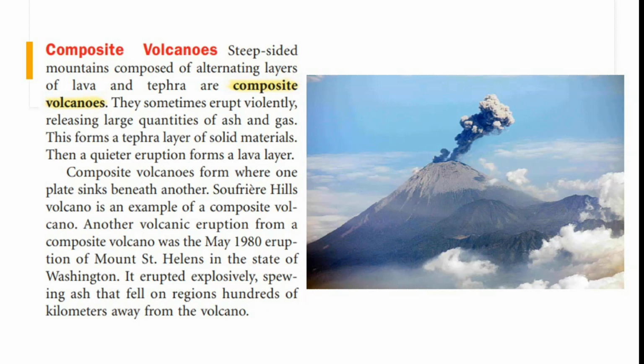Another volcanic eruption from a composite volcano was the May 1980 eruption of Mount St. Helens in the state of Washington. It erupted explosively, spewing ash that fell on ridges hundreds of kilometers away from the volcano.